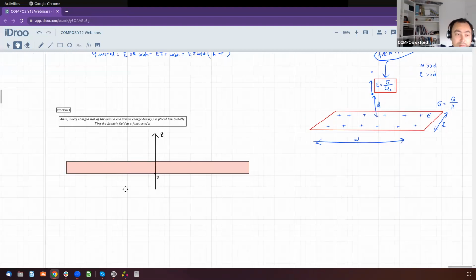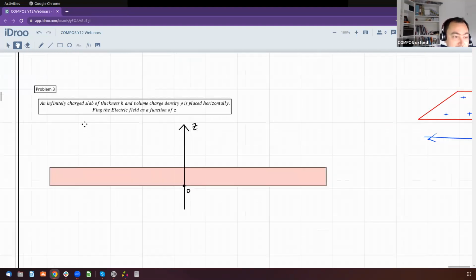Cool. And now we are talking about an infinitely charged slab of thickness h. So this is a simplified version of the question from the assignment, one of the final ones, one of the more difficult ones. An infinitely charged slab of thickness h and volume charge density rho is placed horizontally. Find the electric field as a function of z.